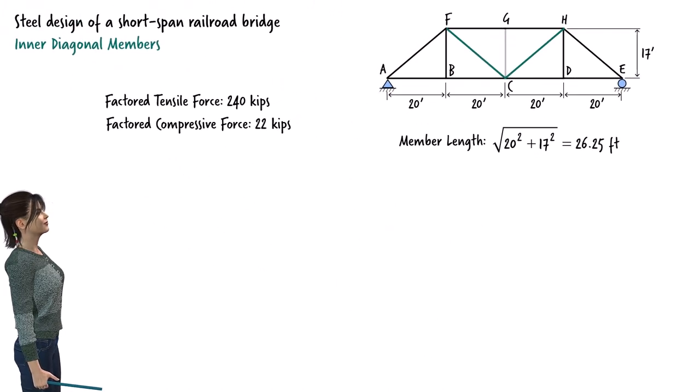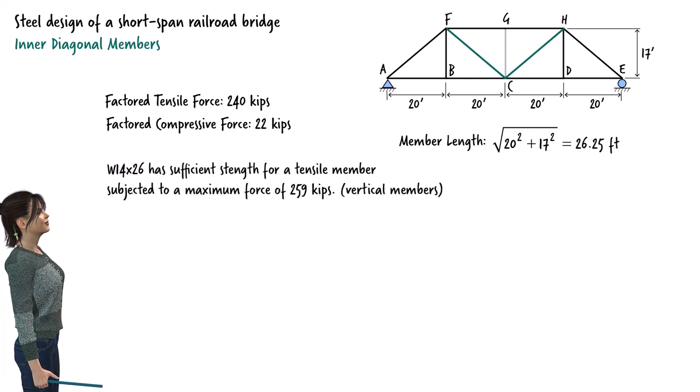Let's turn our attention to the design of the inner diagonal members. Since they are subjected to both tensile and compressive forces, the inner diagonal members must be designed as tension and compression members. First, we select a standard section that can satisfy the tension design requirements.